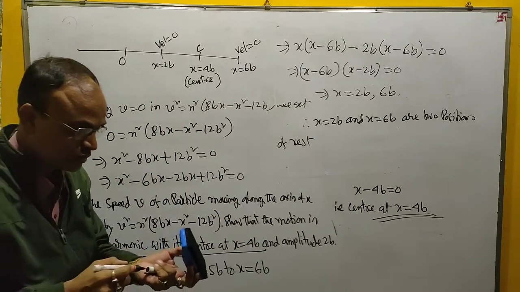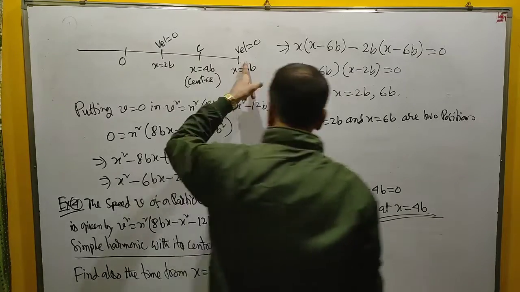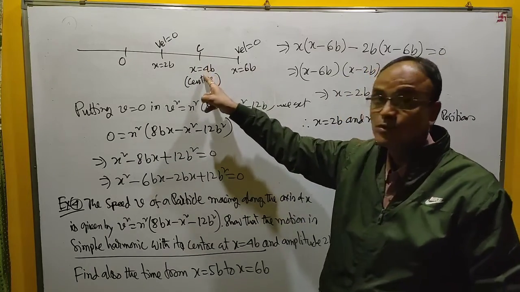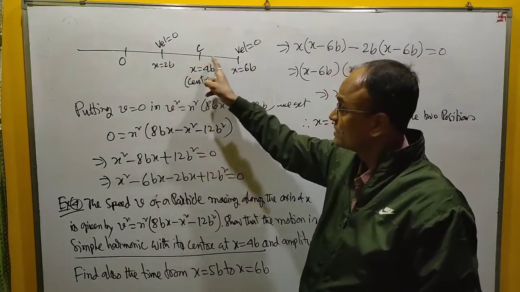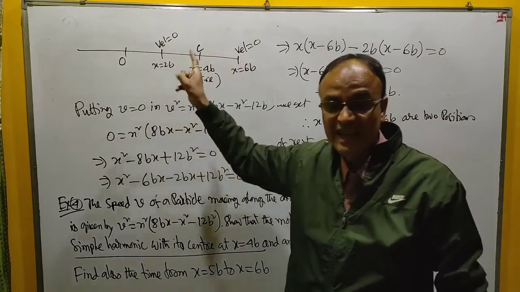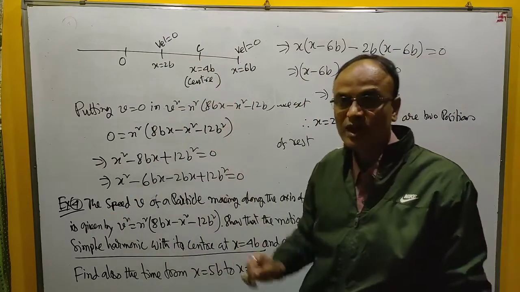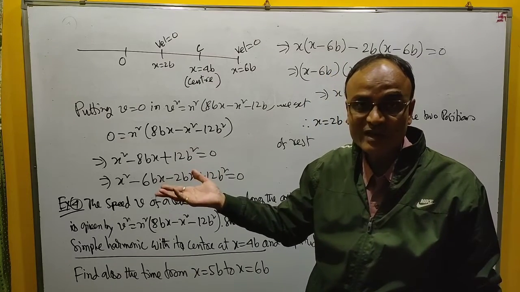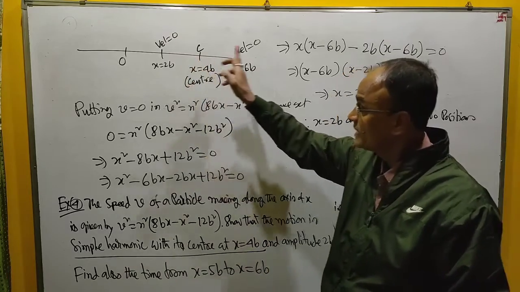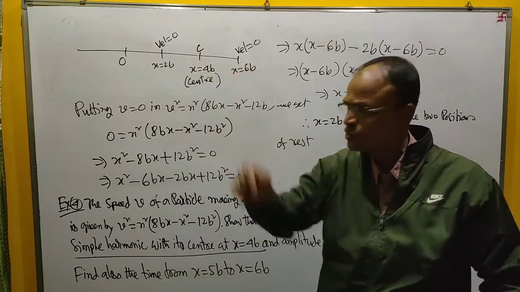The particle will come to rest at two positions, when it is at x is equal to 6b and when it is at x is equal to 2b. And this is the middle point. The particle oscillates between these two points, 2b and 6b, and x is equal to 4b is the center of force of the simple harmonic motion. Now you can easily find the amplitude of motion, the distance between the center of force and the position of rest. What is the distance between these two? 6b minus 4b equal to 2b.